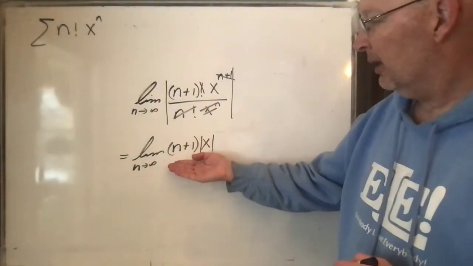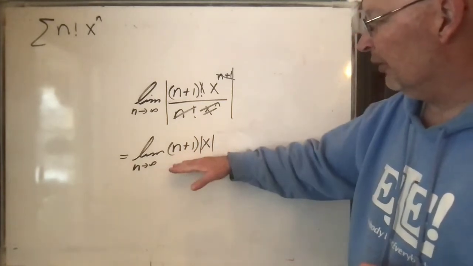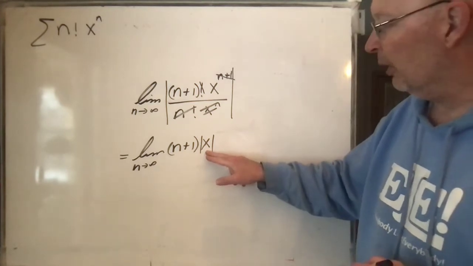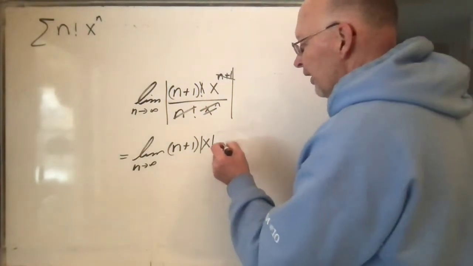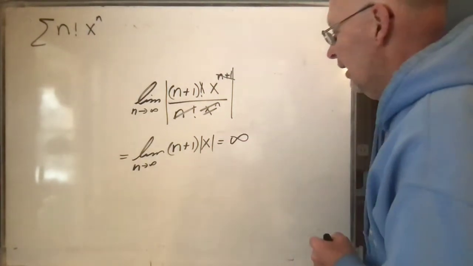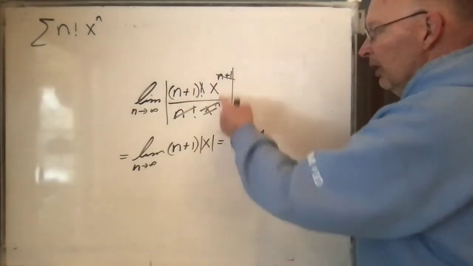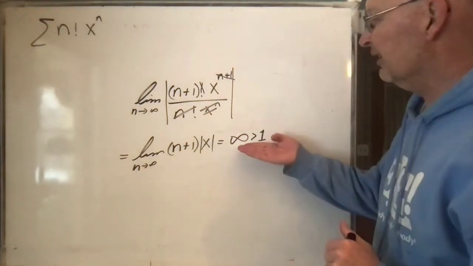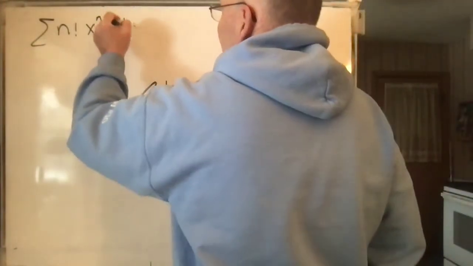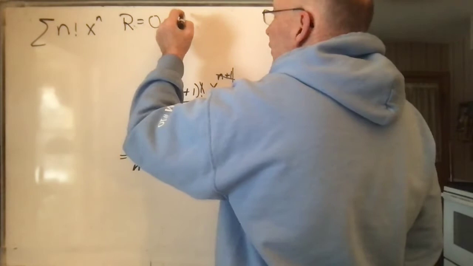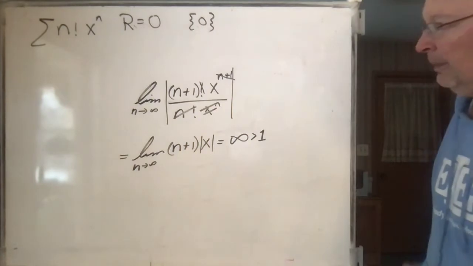And so I look at that, and I say, what is that limit? And I notice that obviously when x is equal to 0, the limit is 0. But you give me any number other than 0, and you multiply it by n plus 1, and you take the limit as n goes to infinity, that's going to haul off to infinity. And all we have to know is that this ratio is greater than 1, which means that this thing diverges for any value of x other than 0. So the radius of convergence is 0, and the interval of convergence is just the point 0. Okay, so there's that one.